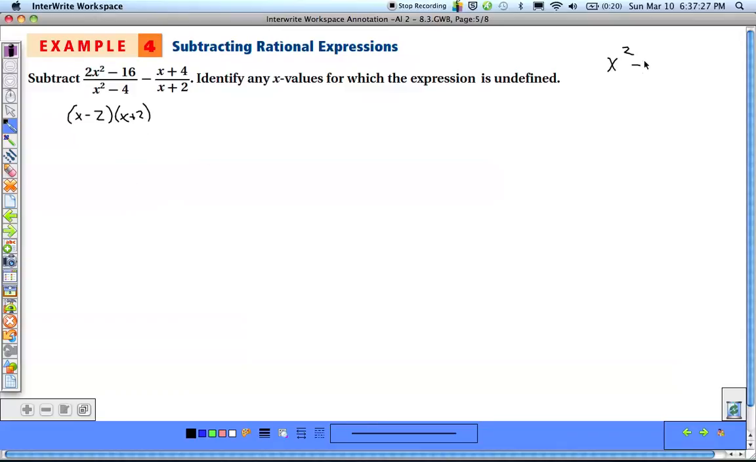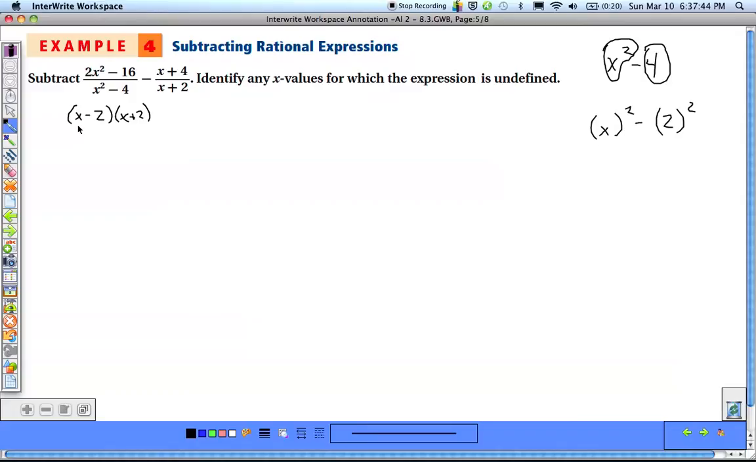Remember, when you take a look for difference of squares, it's can you write this thing as a perfect square, can you write this thing as a perfect square? Well, x squared can just be the quantity x squared. 4 can be the quantity 2 squared. And there's our subtraction, our difference. That's how it becomes x plus 2, x minus 2.